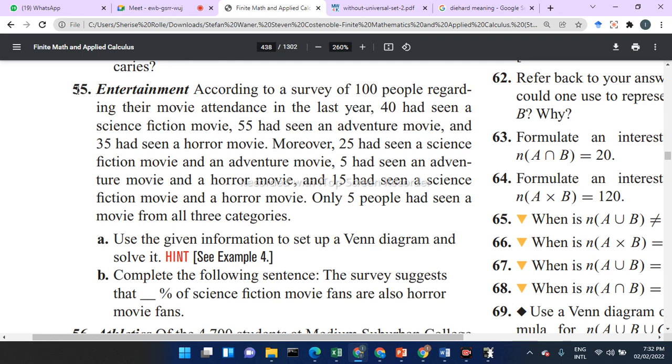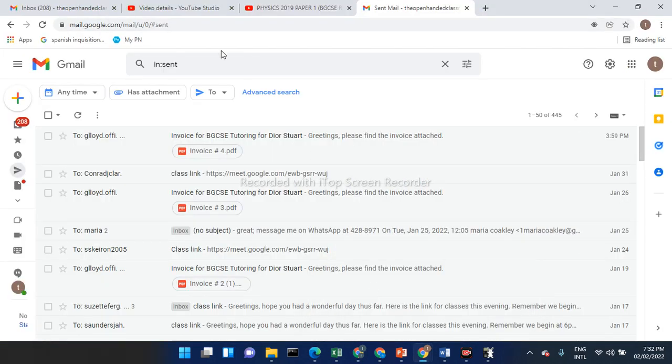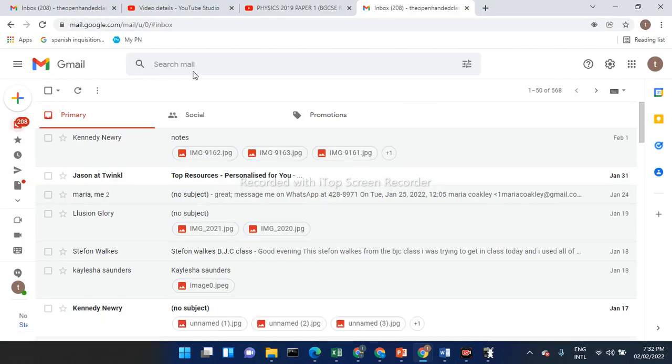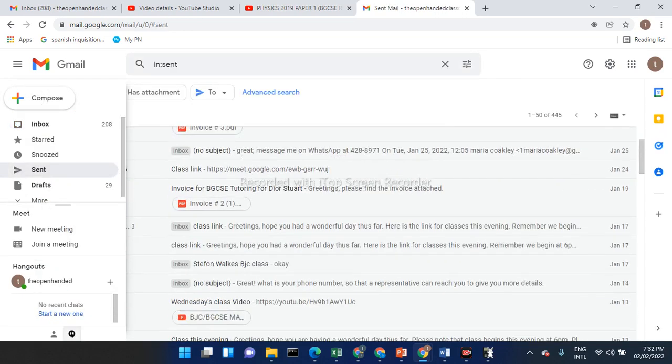Probability is very, very easy. I promise you it's easy. Let me show you what I mean. I want to go to a past paper. You're good with fractions. It's easy. You don't even have to be a genius. Okay, let me show you what I mean.